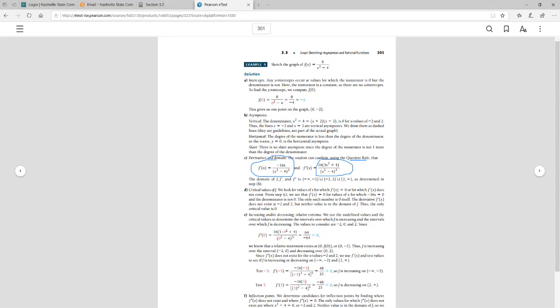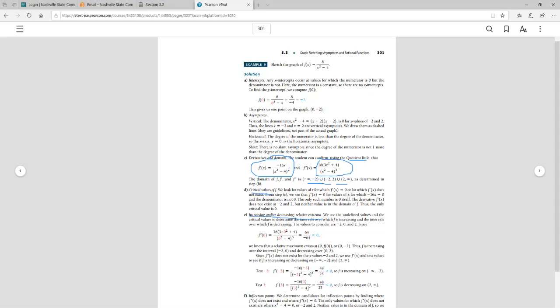And based on that, they can figure out critical values and domain values. They have a restriction on +2 and -2. Since +2 and -2 would give you zeros in the denominator, you would break up your intervals. And then once you break up your intervals, you can do critical values, you can do test values, and you can determine whether or not the graph is increasing or decreasing.